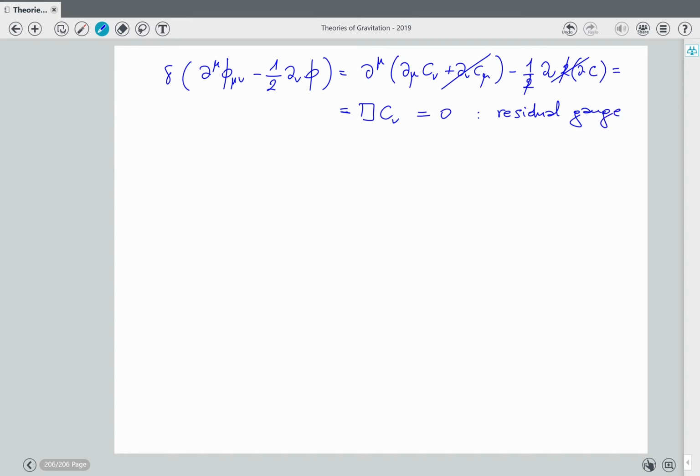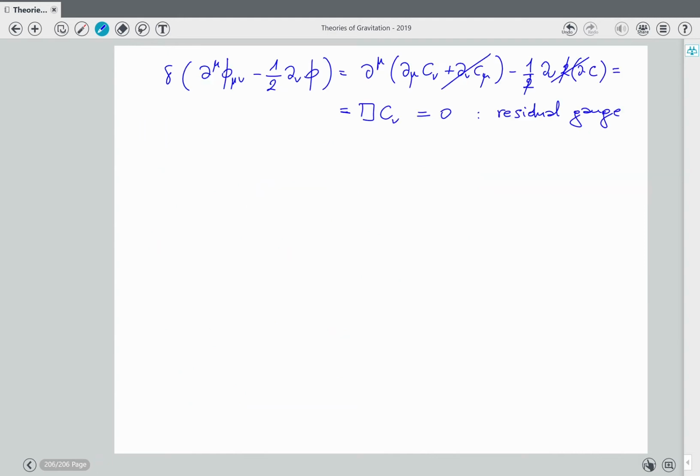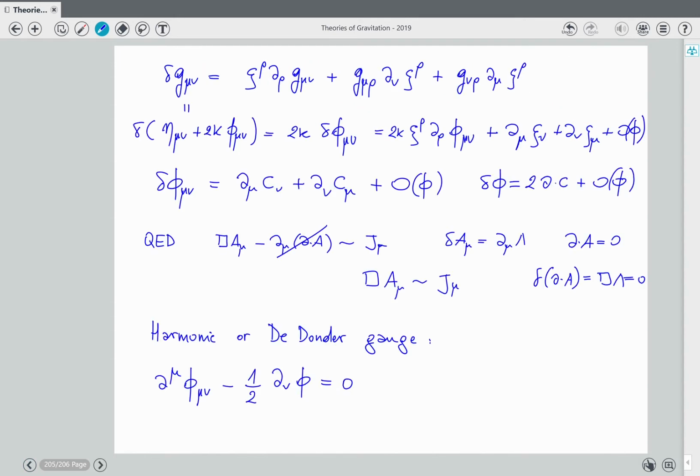The same way as in QED, you might remember that if you check the variation of this gauge condition, that is box lambda, and box lambda equals 0 is a residual freedom to impose a gauge condition. But the residual gauge freedom plays a role that must be used in a specific way. So let's now use it. Let's now insert this condition into the field equations and see how they simplify.